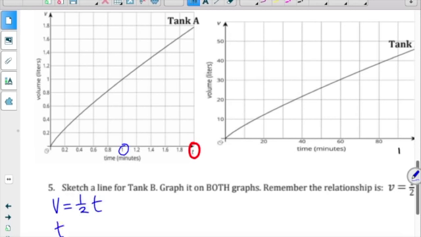Okay, so I'm going to substitute it. So I'm going to write volume is equal to 1/2, but instead of T, I'm going to put what I made it. I made it 1. Okay, so V, or volume, is equal to 1/2 times 1, which is 1/2. So here's my ordered pair right here. It's 1, 1/2.